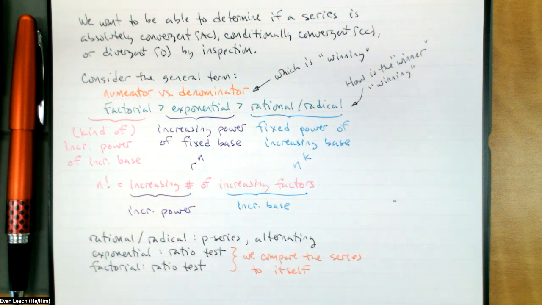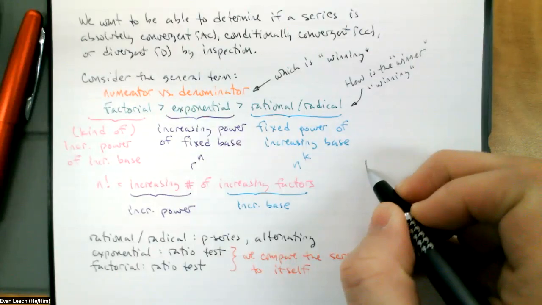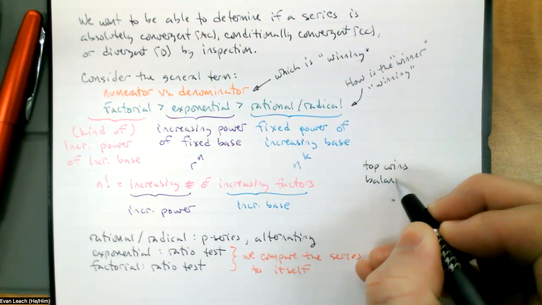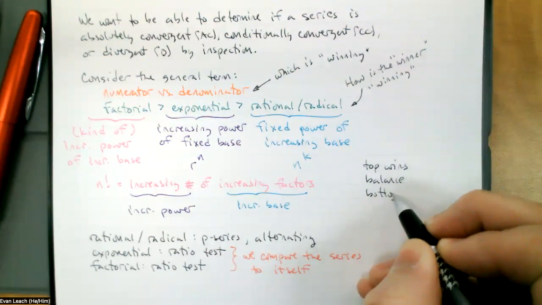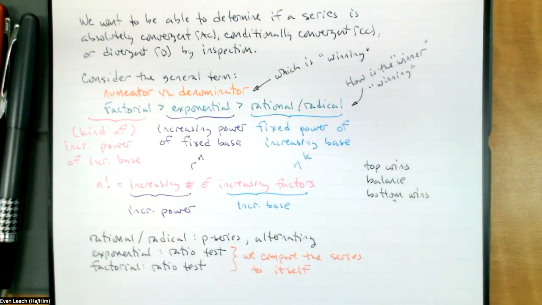In the category of numerator versus denominator, we want to think about whether the numerator is dominating, whether there is balance, or whether the denominator is dominating. What's winning? So for numerator versus denominator, we're thinking, does the top win? Is there balance, or does the bottom win?